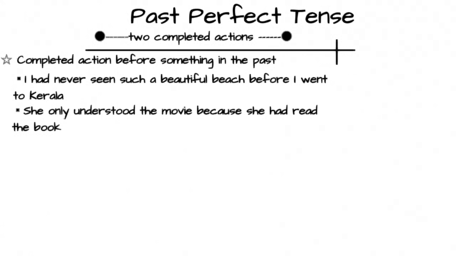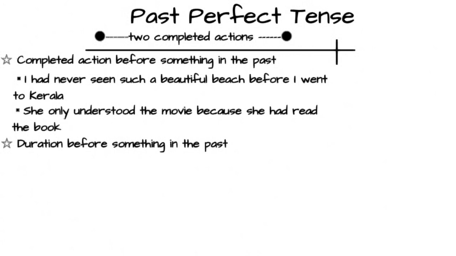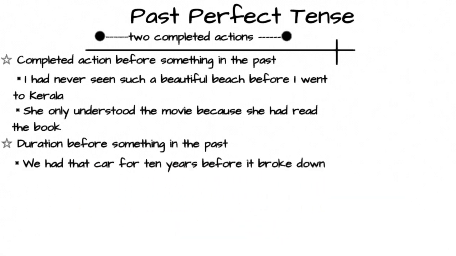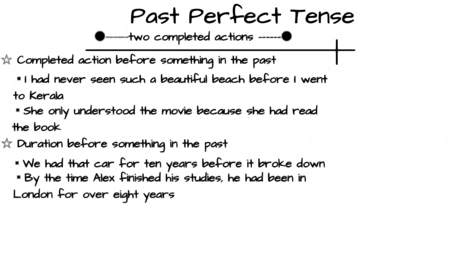The past perfect tense is also used for duration before something in the past. We use the past perfect to show that something started in the past and continued up until another action in the past. For example, we had that car for 10 years before it broke down. So in this example, we are talking about we had the car for 10 years. The second example is by the time Alex finished his studies, he had been in London for over 8 years. In this example, it states that Alex was in London for over 8 years and he completed his studies.